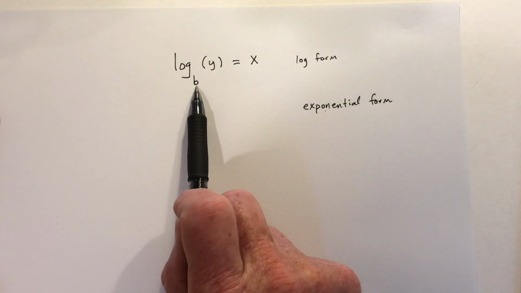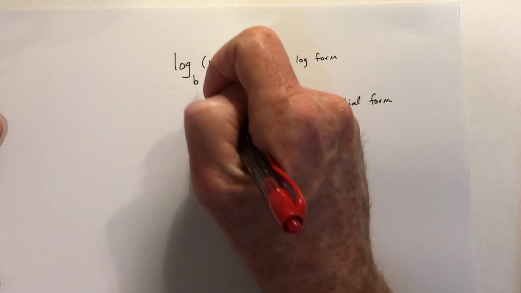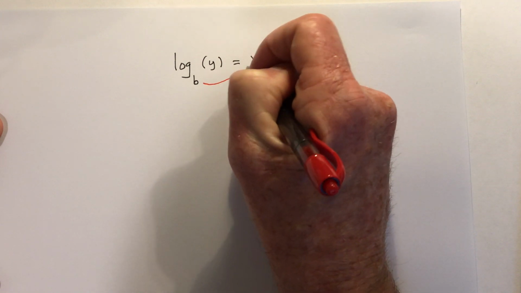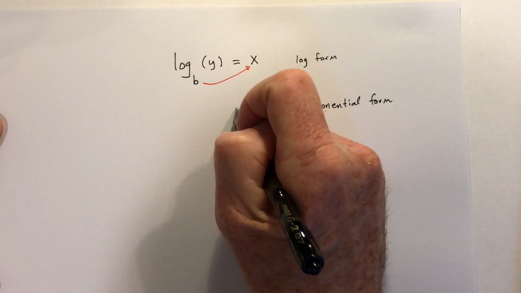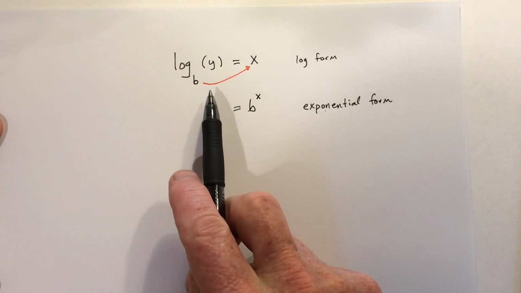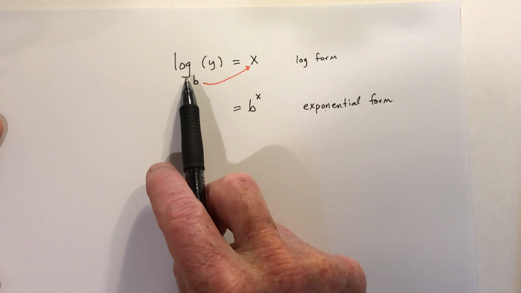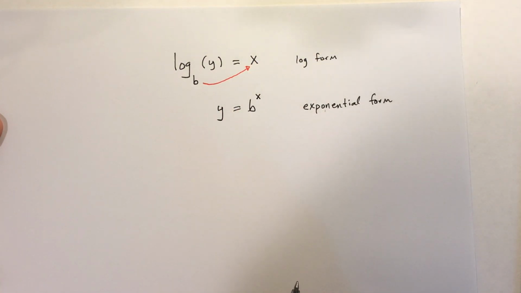And what it means is the b is the base. And I actually remember it visually like this. I just draw an arrow. And that means that on the right side, it's got b raised to an x. And that little operation right there gets rid of the logarithm and it just leaves the y. And then that's the exponential form.